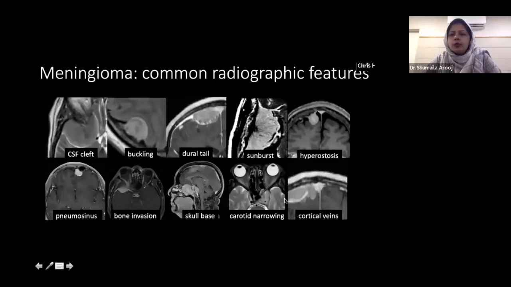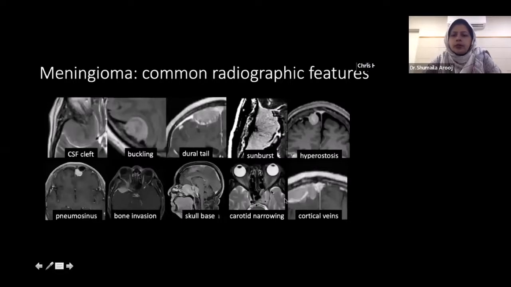There is associated bony hyperostosis. The bone is different on the right as compared to the left. We can see that there is some irregularity and hyperostosis of bone. Then there can be pneumosinus. There can be bone invasion by meningioma. There can be skull-base meningiomas which can invade the rest of the structures at the skull base.